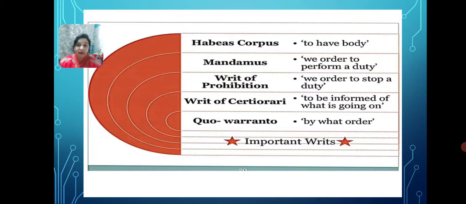In that case, what happens? Suppose, for example, I'll give you the demolishing of a particular building. The lower court has given the order to demolish a particular building because the building has encroached on government property, or it has been constructed on government property.